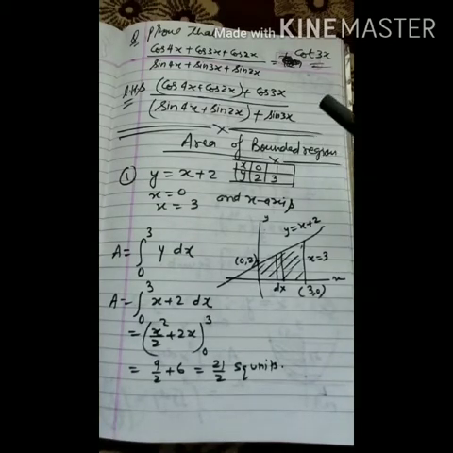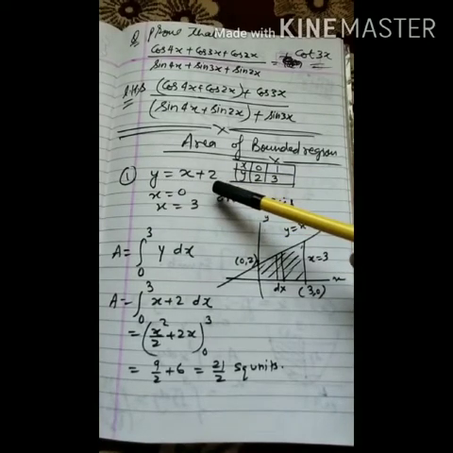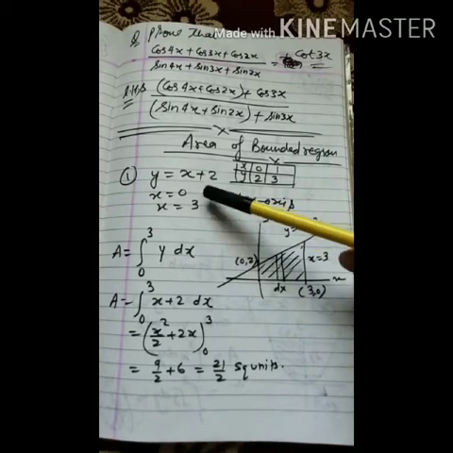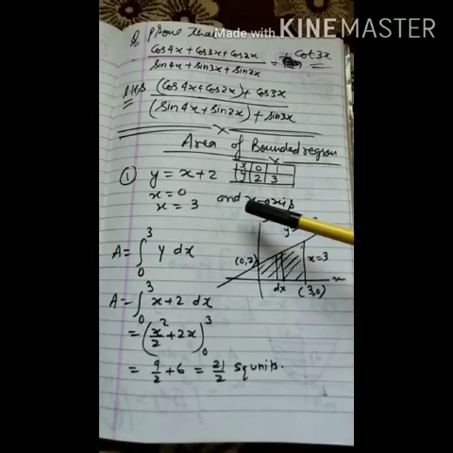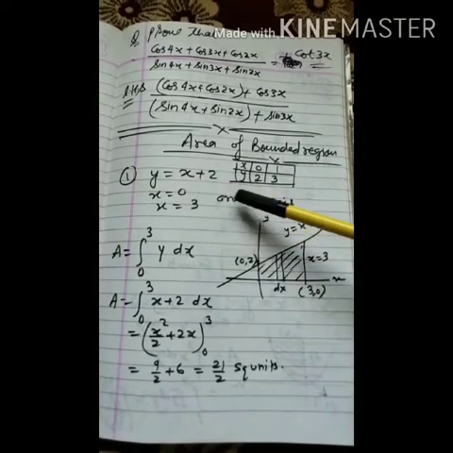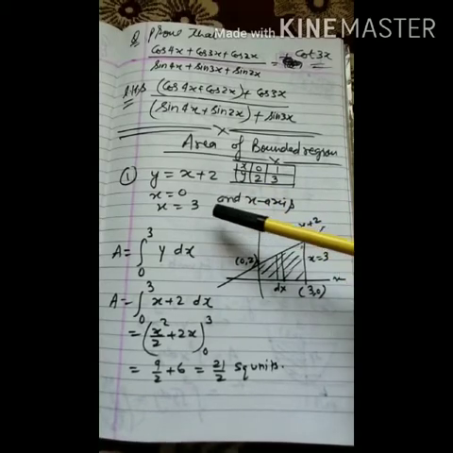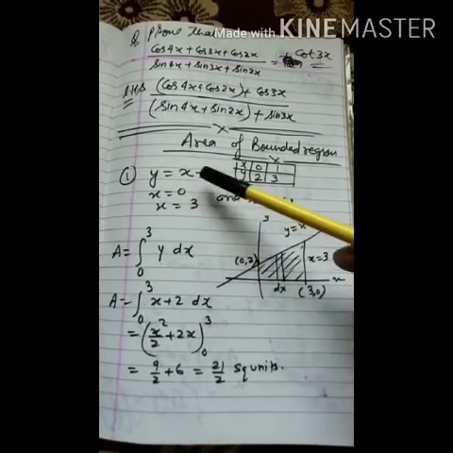Now, first question is given y equal to x plus 2 and x equal to 3 and x equal to 0. These three lines and x axis, and this is the fourth one. So we have to find the area bounded by these all, that is y equal to x plus 2, x equal to 0, x equal to 3 and x axis. So first of all we have to plot this line.